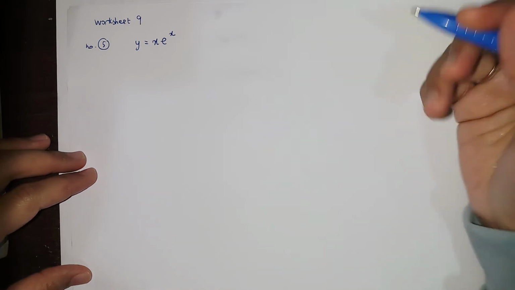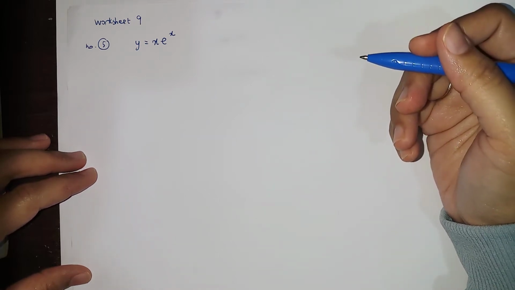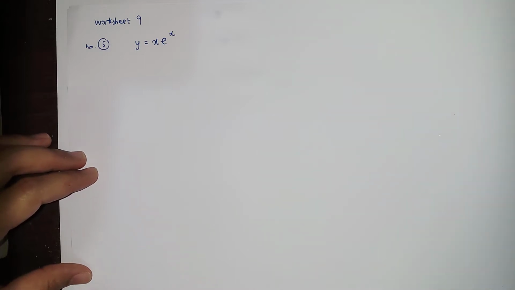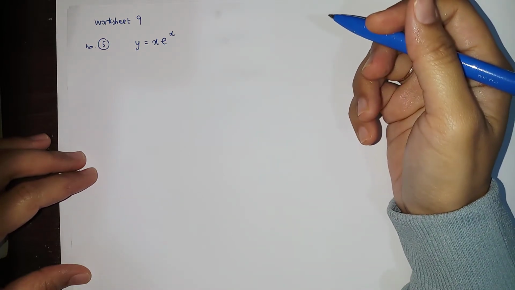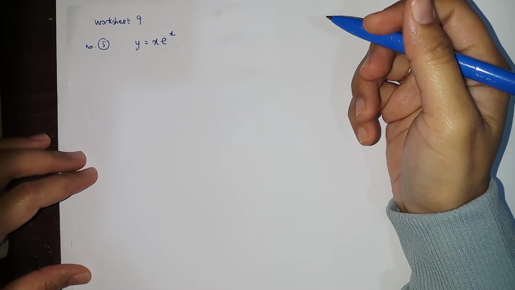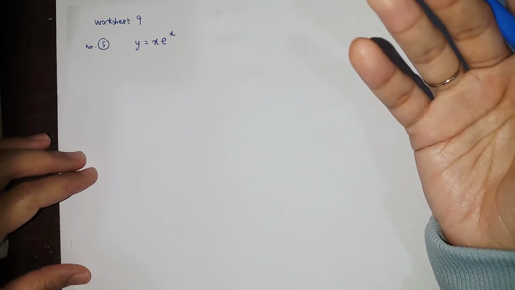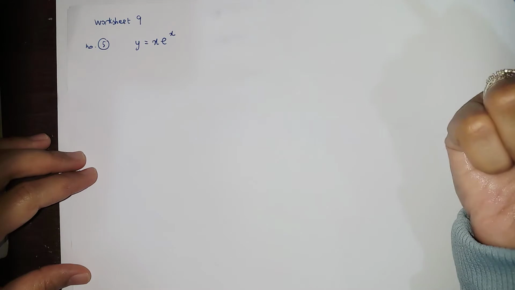I want to continue with the second video. I want to discuss still worksheet 9, number 5. This is like an exam question. We have parts A, B, C, and we solve one by one. Make sure when you view this video, you have the worksheet with you, or you look at the worksheet as well, because you need to refer to the question.